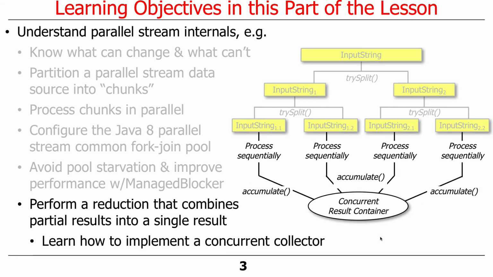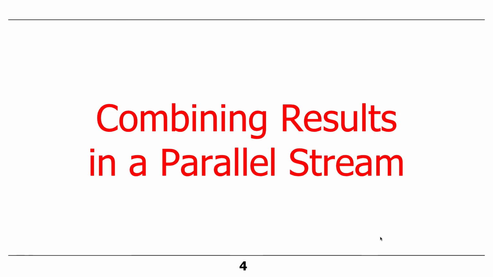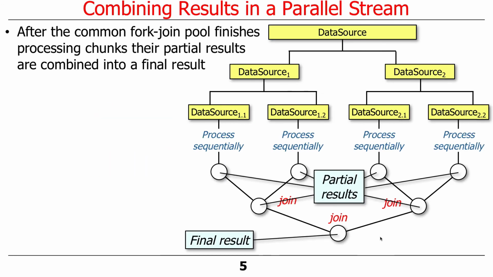And we'll also talk about something involved with collectors, both concurrent and non-concurrent collectors. And we'll see that the concurrent collector in particular behaves a little bit differently because it doesn't really combine partial results into a single result in quite the same way that a non-concurrent collector does. And I'll talk through both ways of doing things. It's really quite interesting. But first, let's talk about how you combine results in a parallel stream.